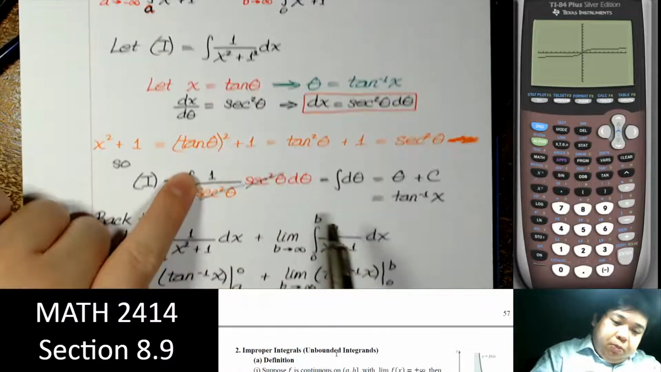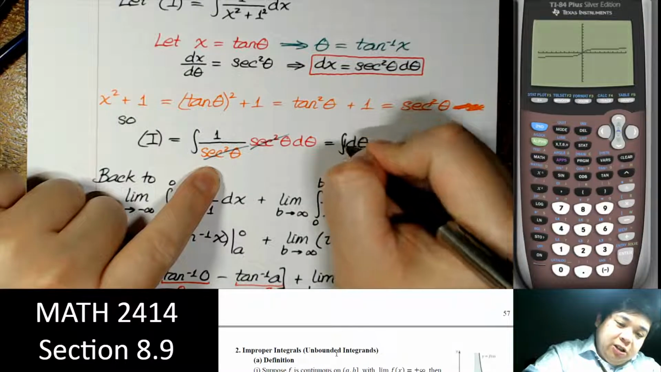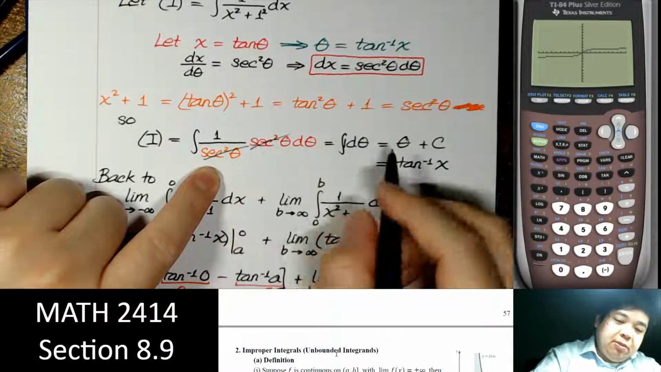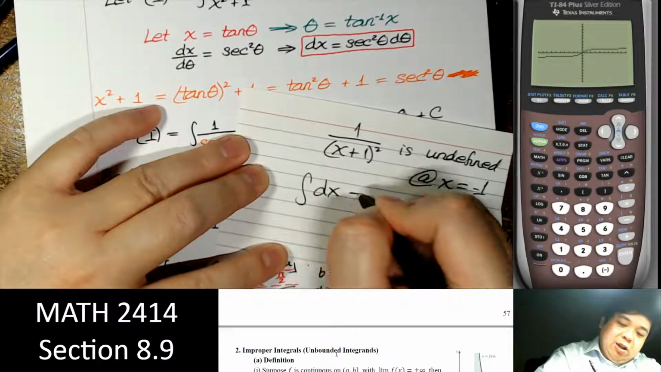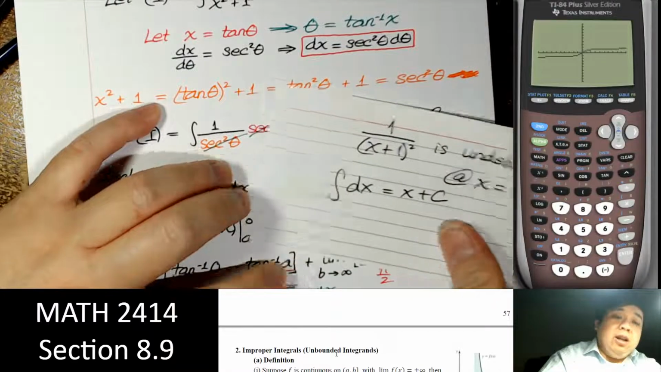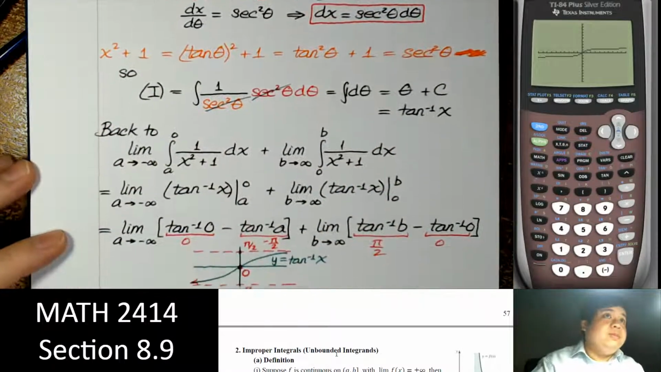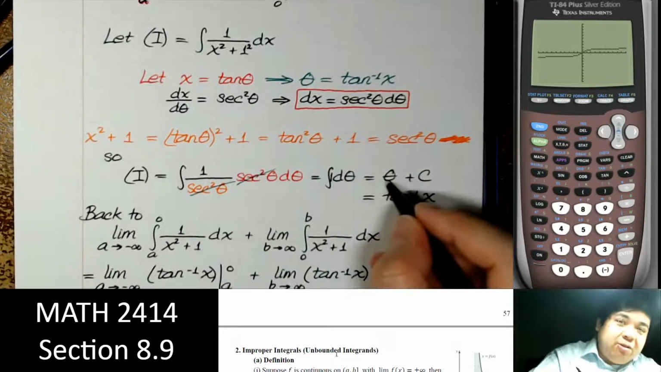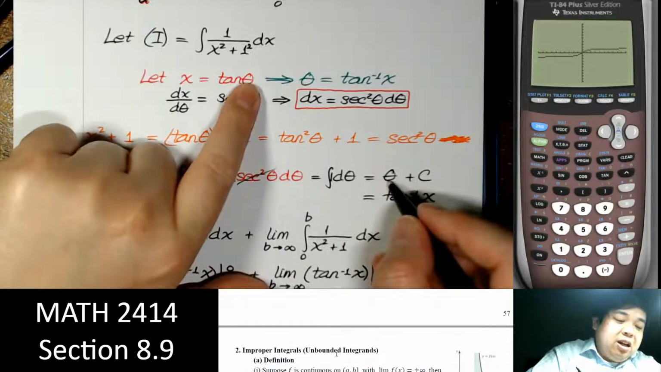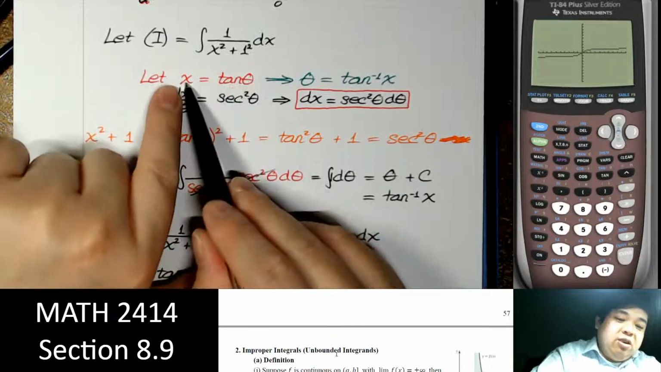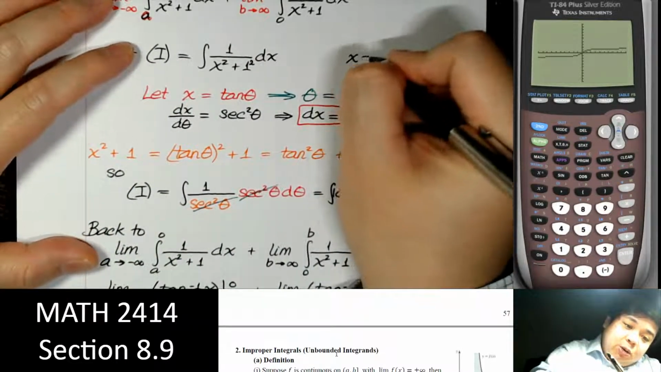Because the secant square and secant square cancel out, and we just have 1 here, right? The integral of dx is equal to x plus c, right? Same thing. This is the integral of d theta, and that turned into theta first, and then since x equals tangent theta, theta equals tangent inverse of x. What we did was x equal to tangent theta.